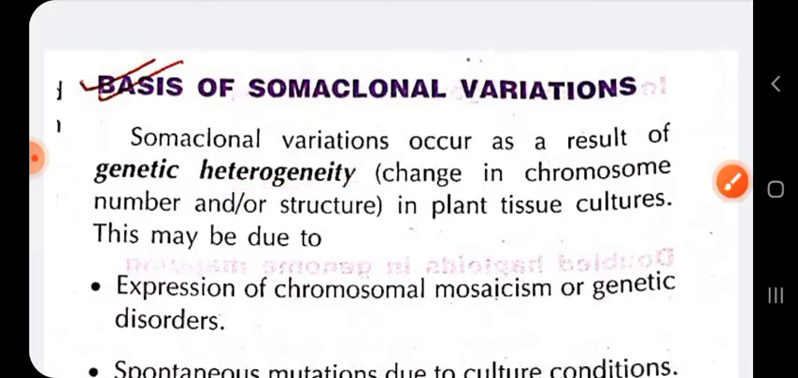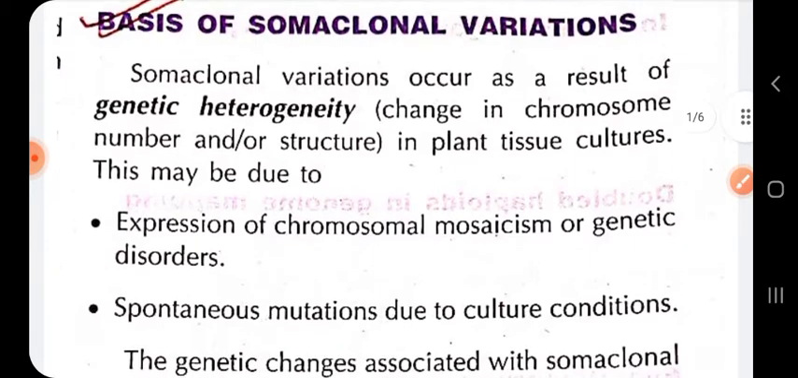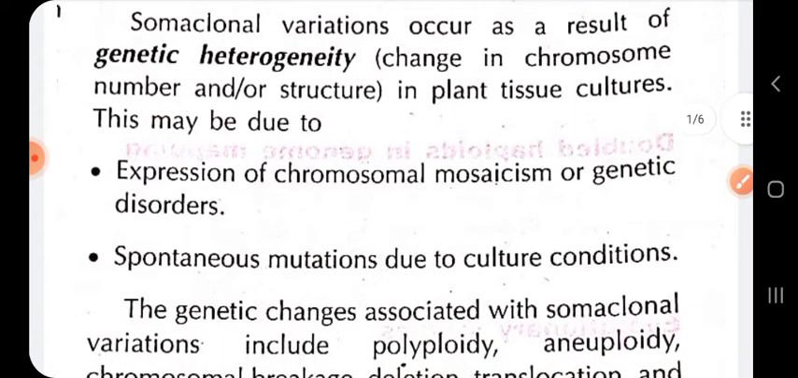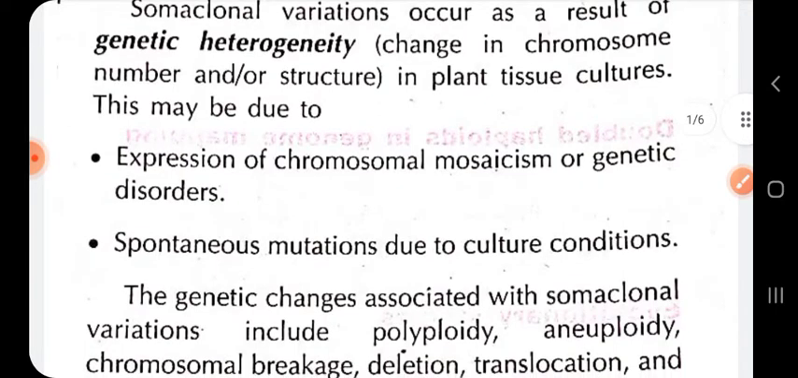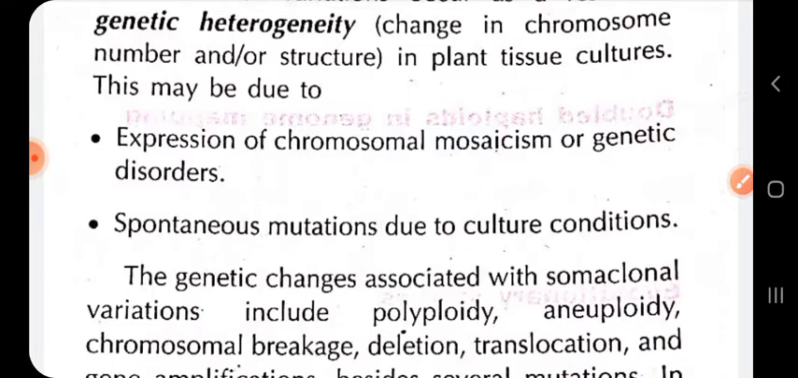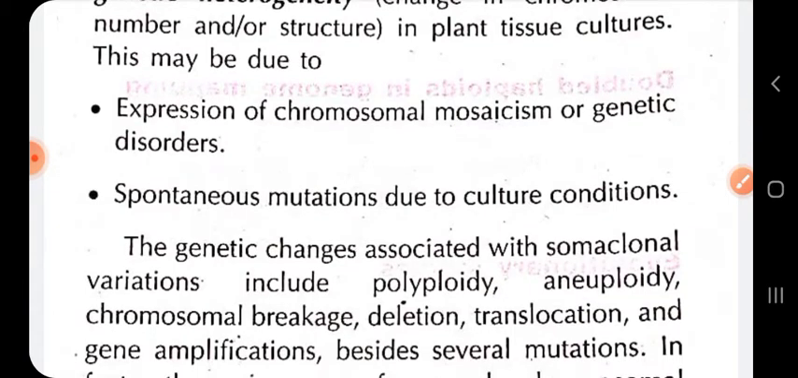This type of thing can also be observed in your protoplast culture, and extended culture periods can also lead to this condition. Why does this occur? Firstly, it has been said that expression of chromosome mosaicism or genetic disorder can be a reason for somaclonal variation. So due to expression of genetic disorders, it can lead to somaclonal variation or spontaneous mutation during culture conditions. Spontaneous mutation can arise during extended culture periods.